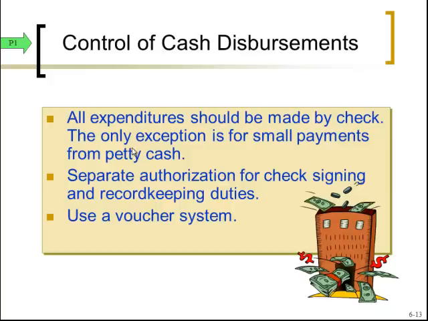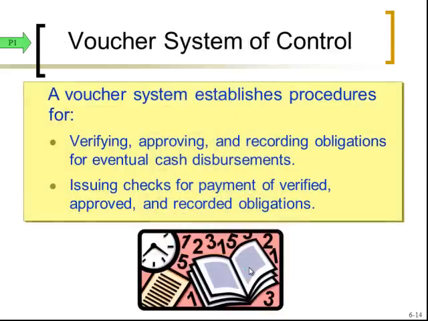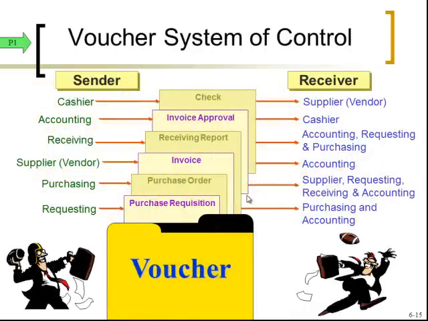We've already mentioned separating the authorization for check signing and record keeping duties, and then we'll focus in on that voucher system that we've been talking about. So the voucher system of control, we're talking about how all of these cash disbursements are approved. What process do we go through?